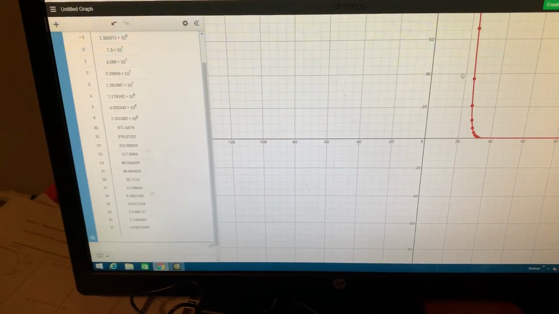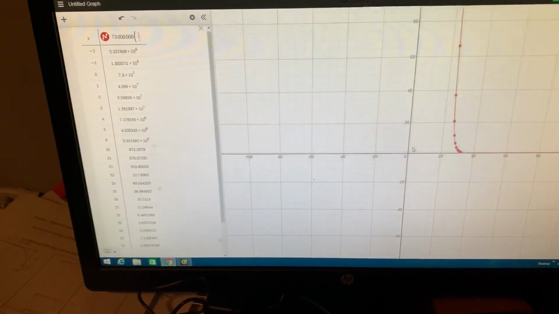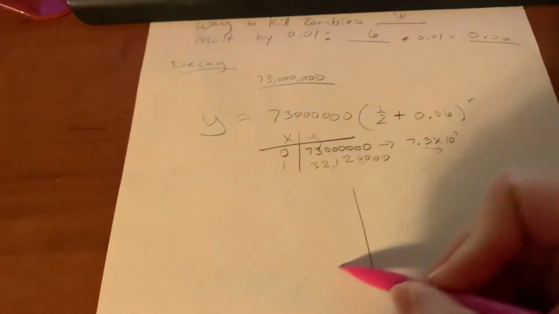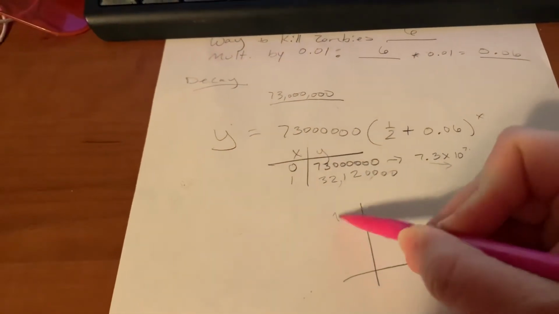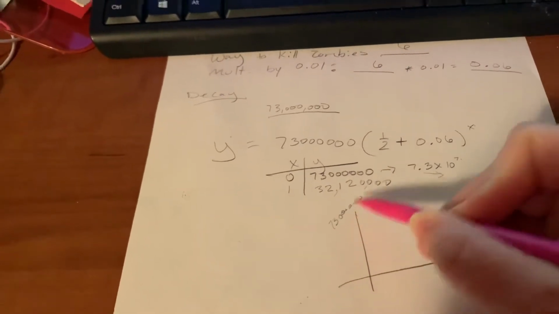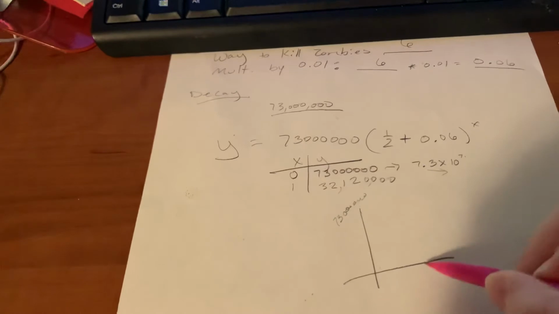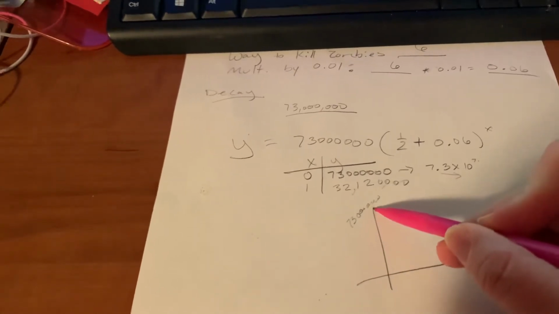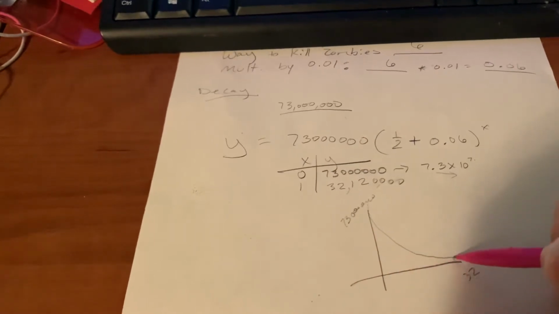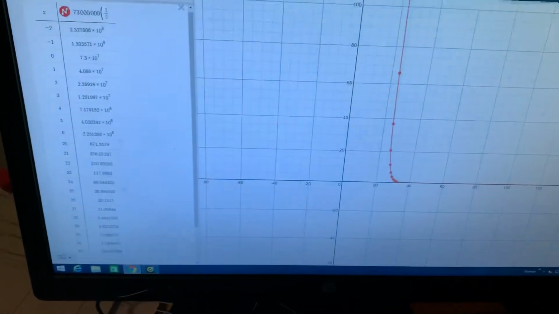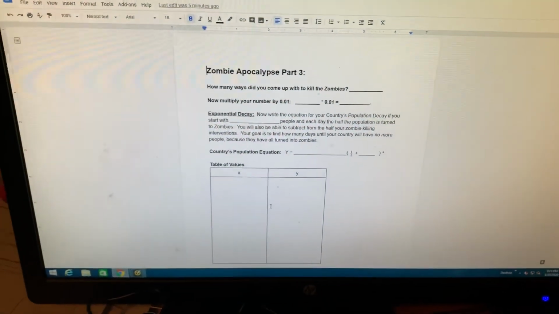The graph, you're going to draw the graph. Okay, so there's mine. It gives me kind of the sketch. But remember, when you're drawing that graph, I'm going to have to go up to 73 million. Up the Y and across the X, I'm going to have to go to pretty much day 32. So it looks like it's going to drop real quick, and then you're going to level off until you get to whatever day.